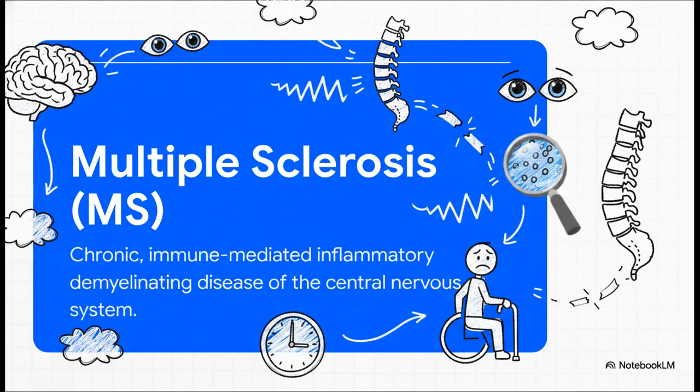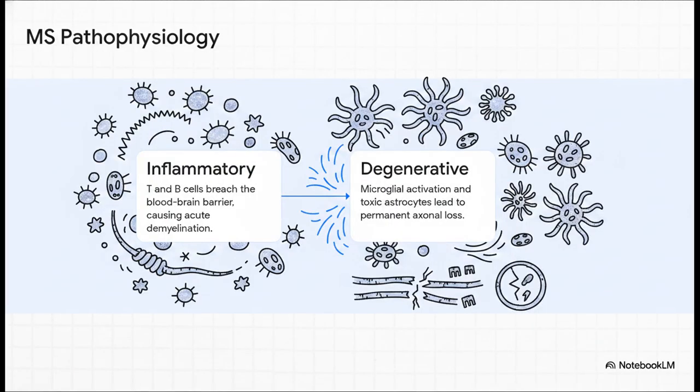To lay our groundwork, let's formally define what we're dealing with. Multiple sclerosis is a chronic, immune-mediated, inflammatory, demyelinating disease. Crucially, it is localized exclusively to the central nervous system, meaning the brain, the spinal cord, and the optic nerves. And why does this matter so much? Because MS is actually the leading cause of permanent, non-traumatic neurologic disability in young adults. This isn't just an abstract disease process, it's something that drastically alters the life trajectory of patients right in the prime of their lives.